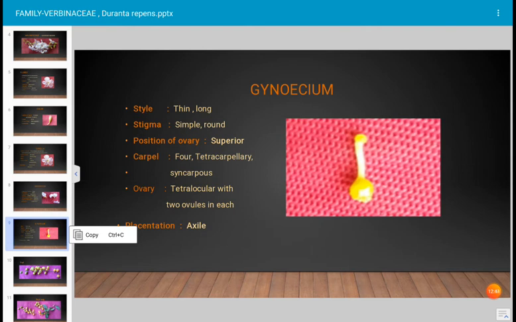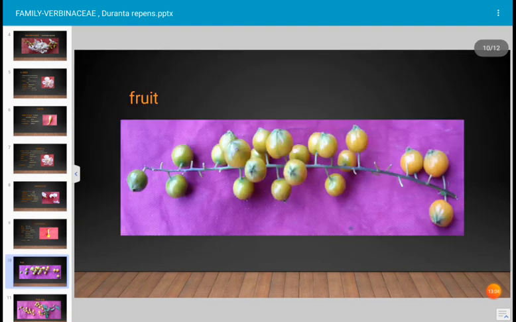Okay, such condition is there. And how is the placentation? Placentation means attachment of the ovule to the ovary wall. That is axile placentation is there. The ovules are attached to the central axis of the ovary. Okay. Placentation is axile. Next.